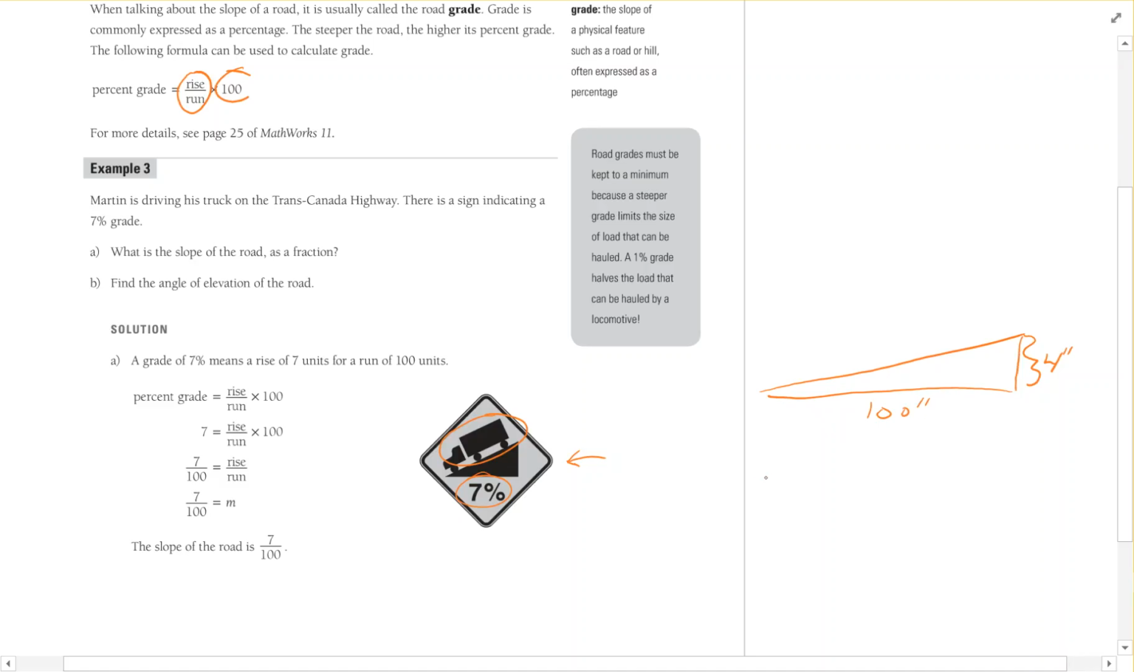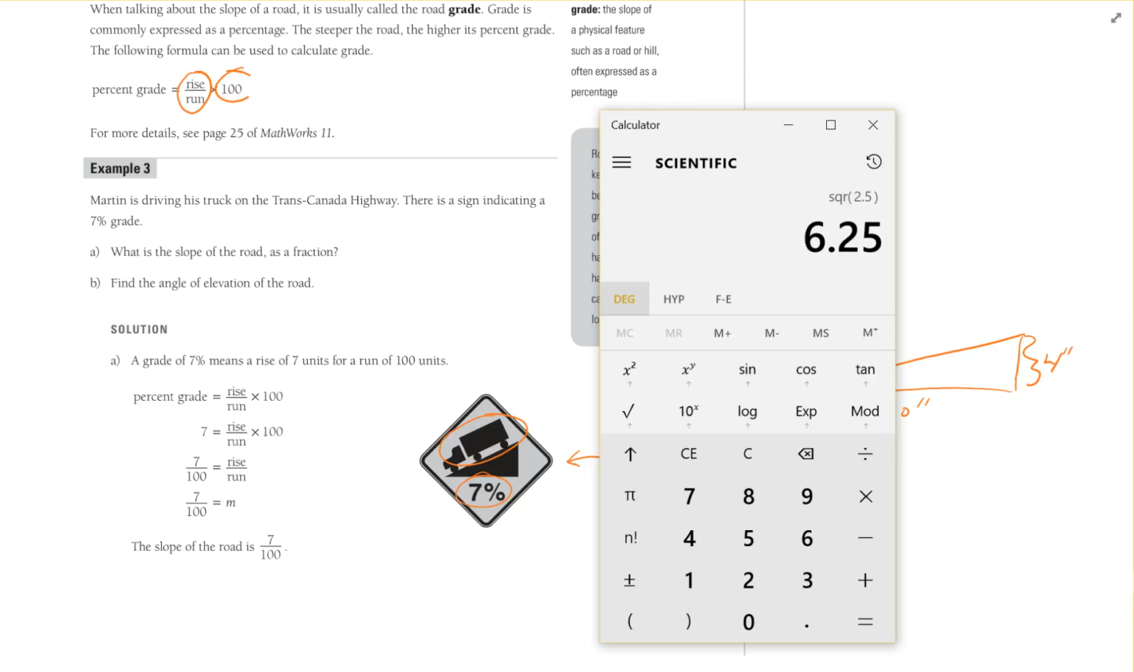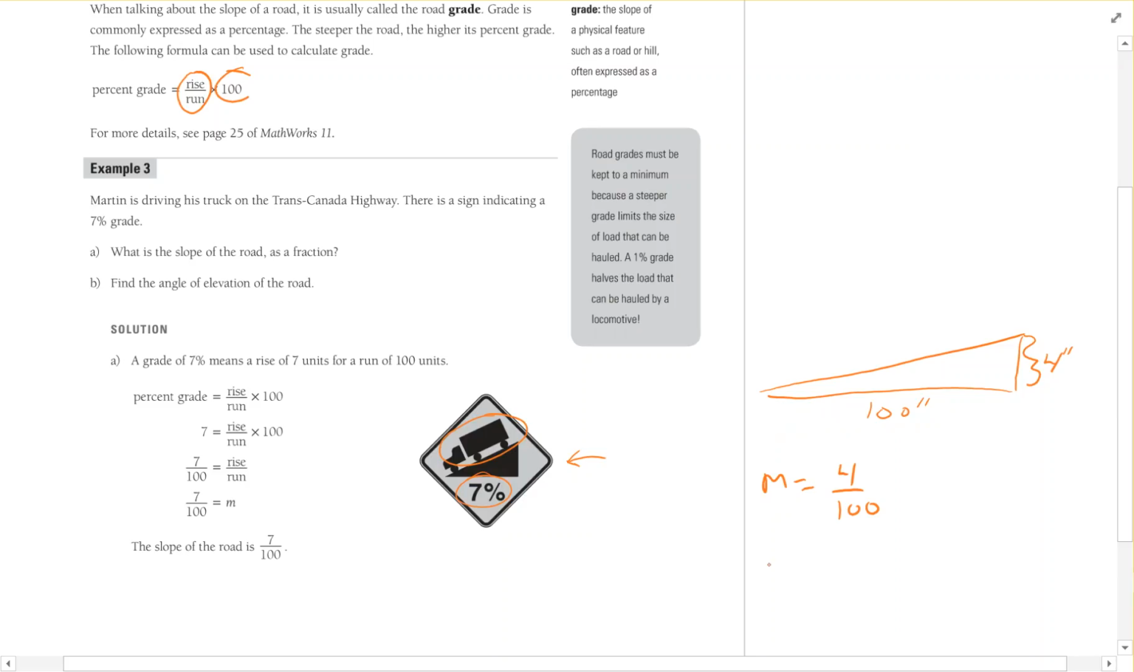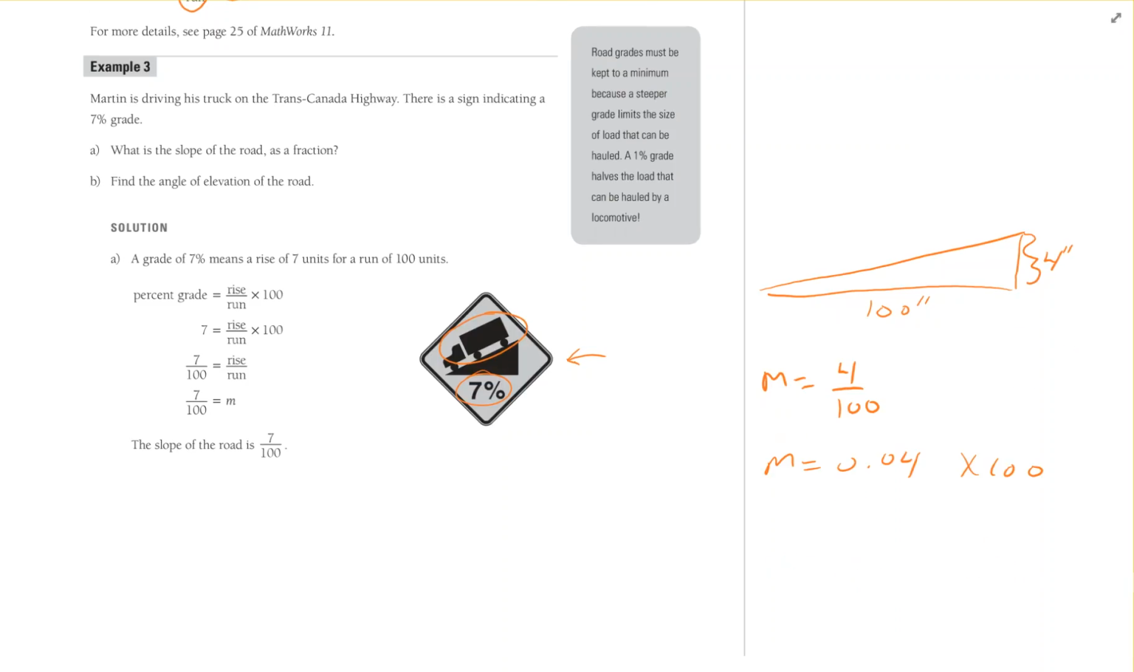Then the slope of this thing would just be, so m is equal to rise over run, so 4 over 100. So we're going to get a decimal there, right? So if you go 4 divided by 100, because that's what over means, you get 0.04. So our slope is 0.04. Now if I want the percent grade, all I got to do is multiply by 100. So we'd say this thing had a percent grade of 4%. Okay, so that's kind of the idea there, right?